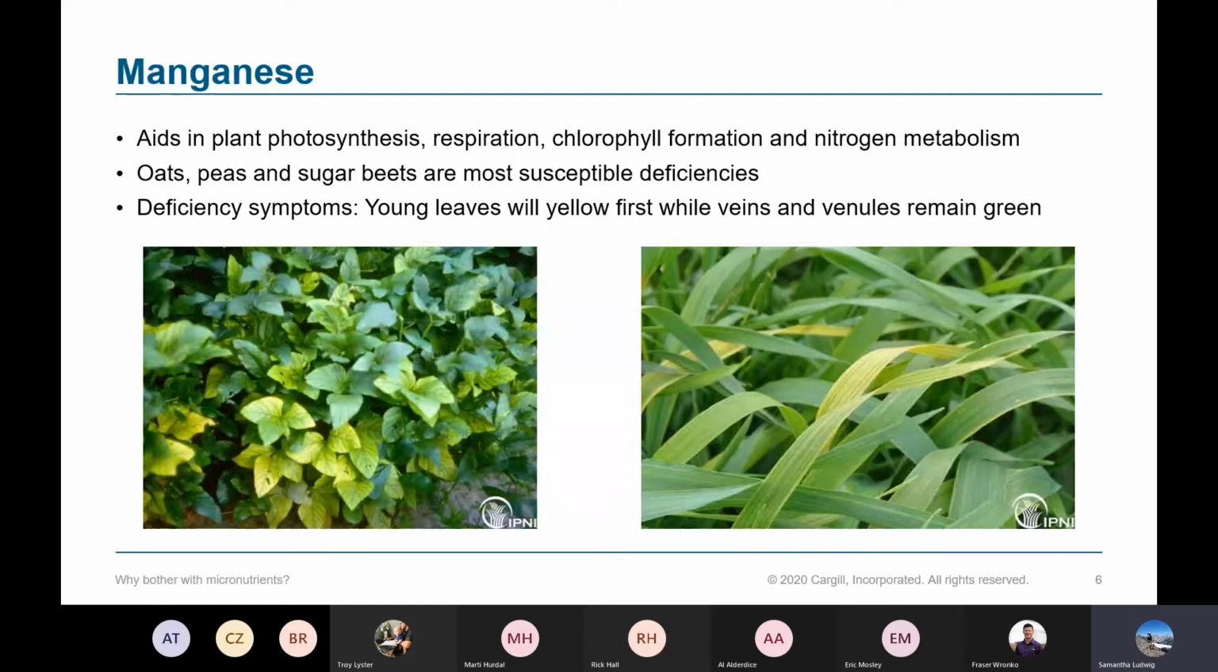So manganese, the symptoms look fairly similar to your iron deficiencies. However, the leaves have a little bit more green between the veins and venules. So what manganese does is it aids in plant photosynthesis, respiration, chlorophyll formation, and nitrogen metabolism. So it's involved in quite a few different aspects of a plant's growth. Within Alberta, the crops that are more susceptible to manganese deficiencies are oats, peas, and sugar beets.